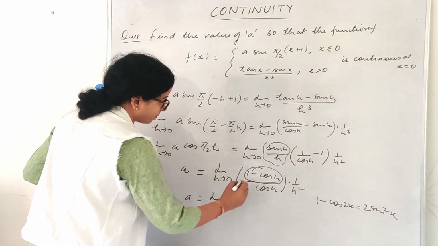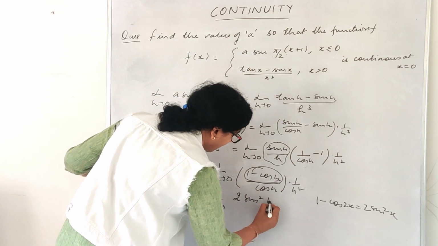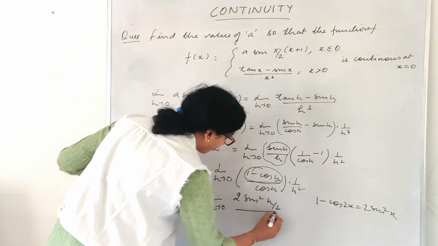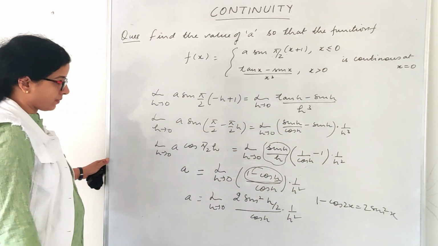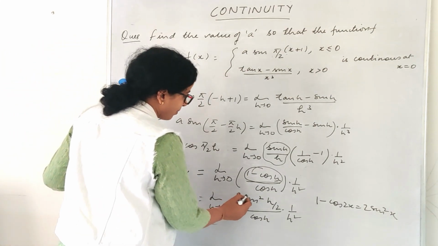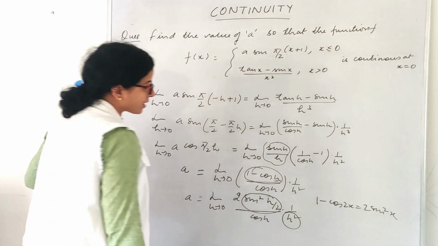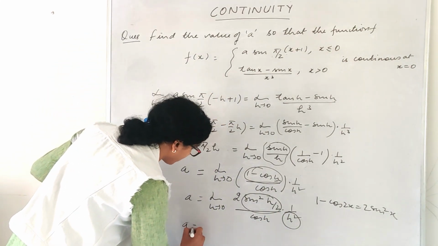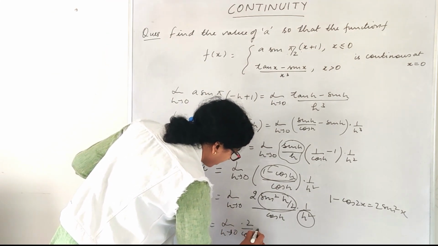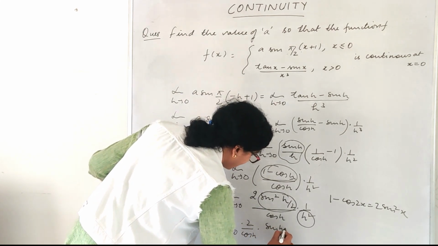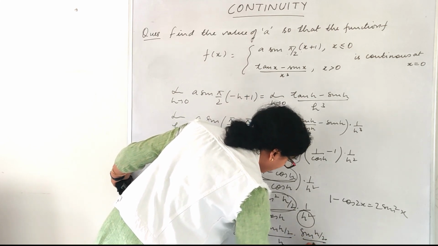Limit h tends to 0, 2 sine square, since the angle is half, h by 2, upon cos h into 1 by h square. Is that clear? Now we can make sine square h by 2 and h square a standard limit. How? A is equal to limit h tends to 0, 2 upon cos h, okay, into sine h by 2 upon h into sine h by 2 upon h.